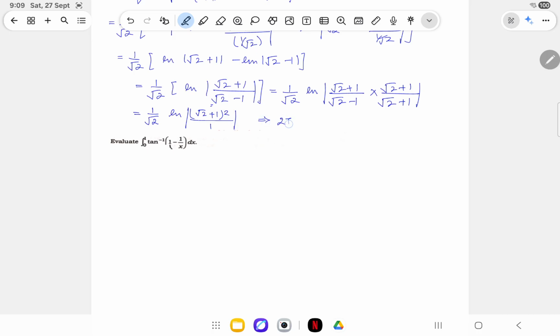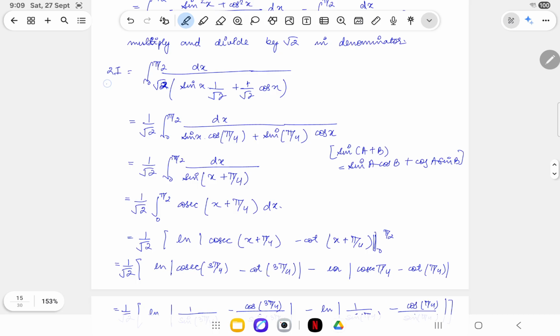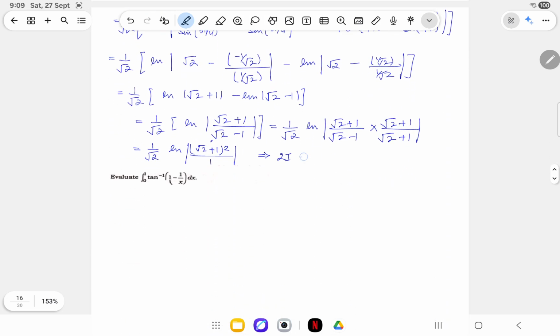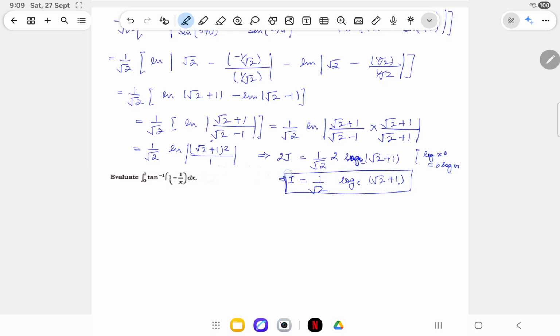Now from here, if you observe, on the left hand side we have 2i. So I got my 2i as equal to 1 by root 2, and we know that there is a rule: log of x raised to b is the same as b log x. So using that it will reduce to 2 times log (root 2 plus 1), that is log natural base e. So from here I got my I as 1 by root 2 log e (root 2 plus 1), and that's what we are supposed to prove. We're supposed to prove that the definite integral is equal to this term. So let's move on to the next question.